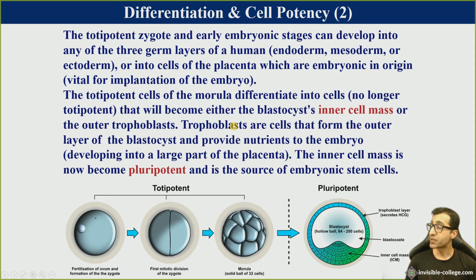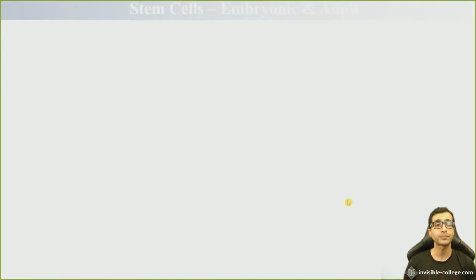So the totipotent cells of the morula will differentiate into cells, and again they are no longer totipotent, and these become either the blastocyst's inner cell mass, or ICM, or the outer trophoblast layer. So the trophoblasts are the cells that form the outer layers of the blastocyst, and these provide nutrients to the embryo, which then develops into a large part of the placenta. Now the inner cell mass is now pluripotent, and this is actually the source of the embryonic stem cells.